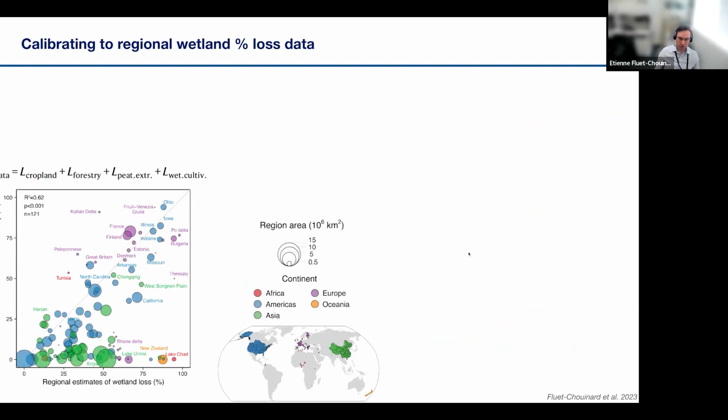And on their own, if we compare the wetland loss from these first four drivers, for which we have historical records, to independent estimates of wetland percentage loss, which we have over the regions I'm showing here on the map, you can see here in this predicted and observed plot that most of the points fall still close to the one-to-one line, but not quite well. And we have a lot of areas where we just aren't capturing the estimated wetland loss. And so this is where the three other drivers come in.